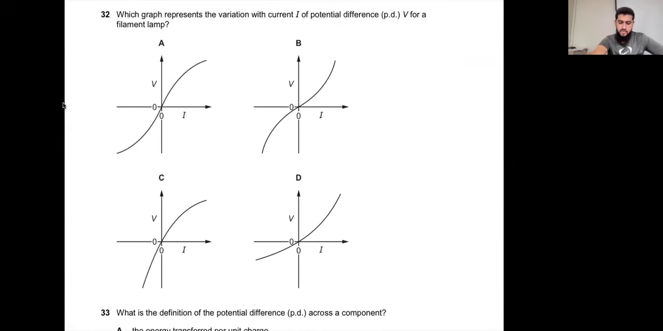Which graph represents the variation with current I of the potential difference V for a filament lamp? A filament lamp is one which experiences an increase in resistance. R is equal to V upon I. So in case of a filament lamp, your V increases more drastically as opposed to your I. That results in the R increasing. So the answer is B.